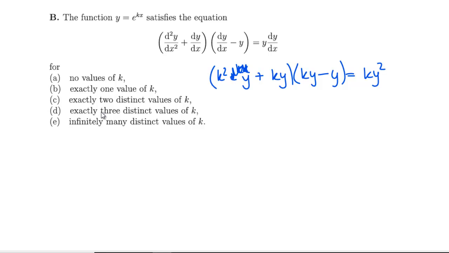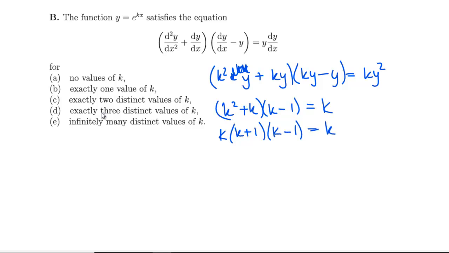So we've got y squared on both sides. Can we divide by that? Is it ever going to be 0? No, it's not. So we can divide by the y squared. That's not a solution. So we'll get k squared plus k multiplied by k minus 1 is equal to k plus 1, k minus 1 is equal to k. So we've got a solution at k is 0. That's one option. And then we've got k plus 1, k minus 1 is equal to 1.